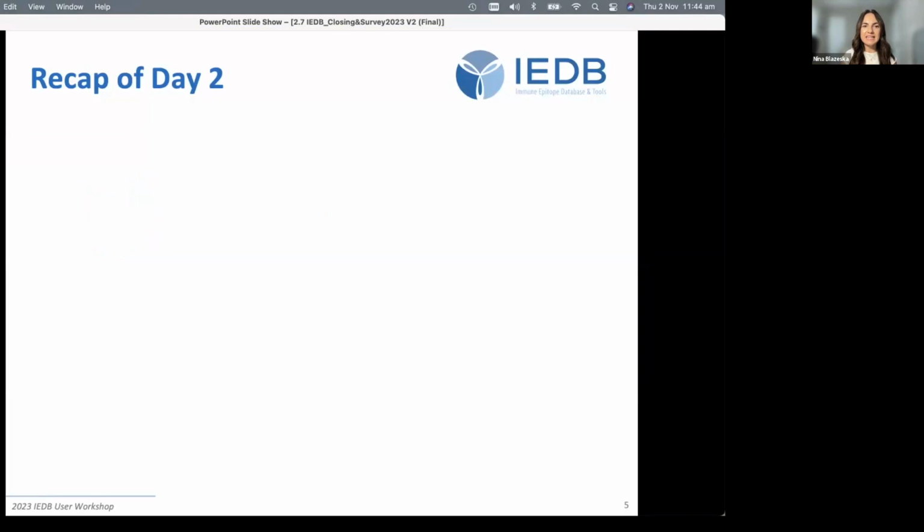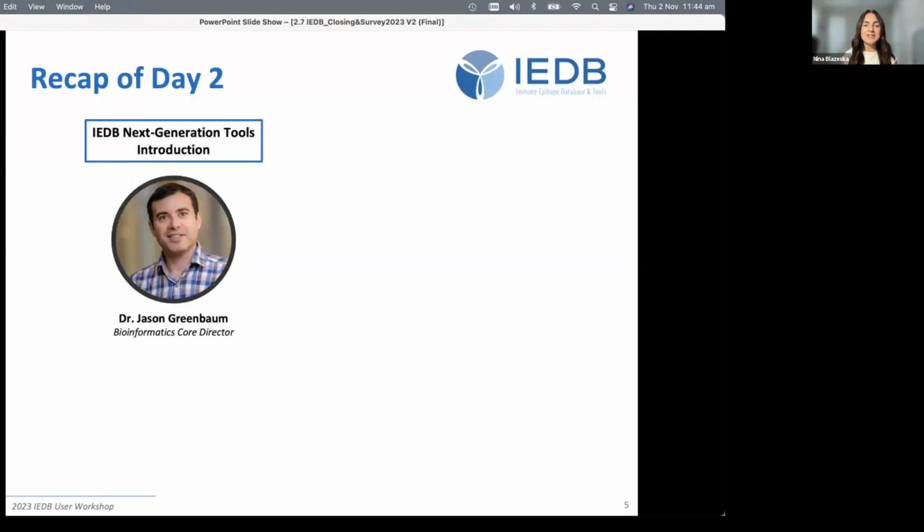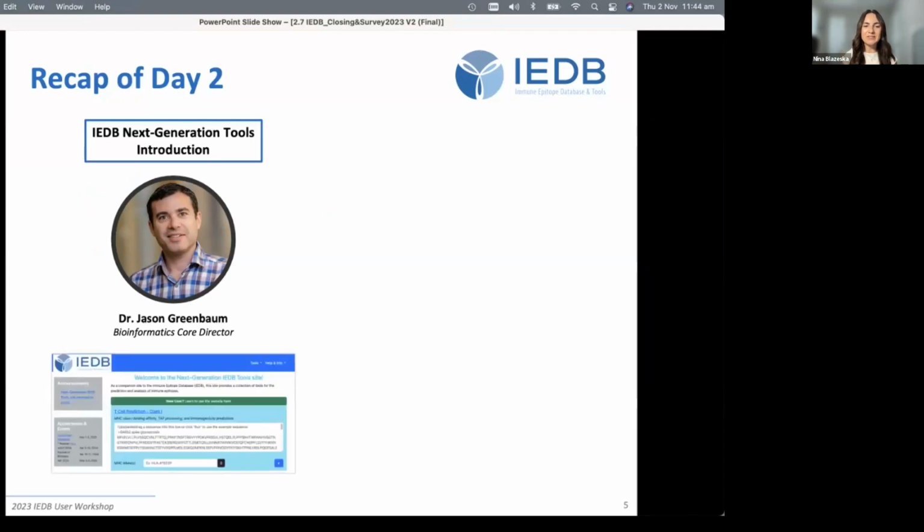A recap of day 2 really quickly. It might seem like a while ago now, but Jay started off the day with the IEDB Next Generation Tools introduction, and that's what the homepage looks like. The Next Gen tools are a great example of feedback that we've gotten from users consistently. And when there's been enough of it, we're able to aggregate the resources to make it happen. The pipelining, I think, is key to the Next Gen tools. It's something that was asked for and we've delivered, and now we'll continue to deliver over a number of iterations.